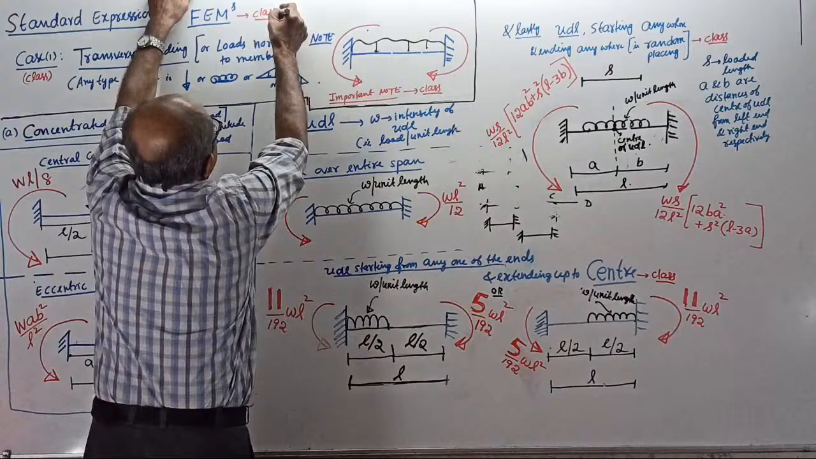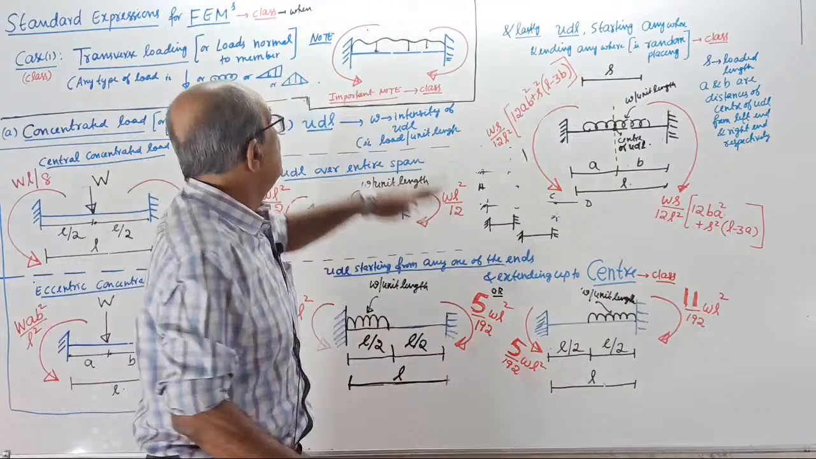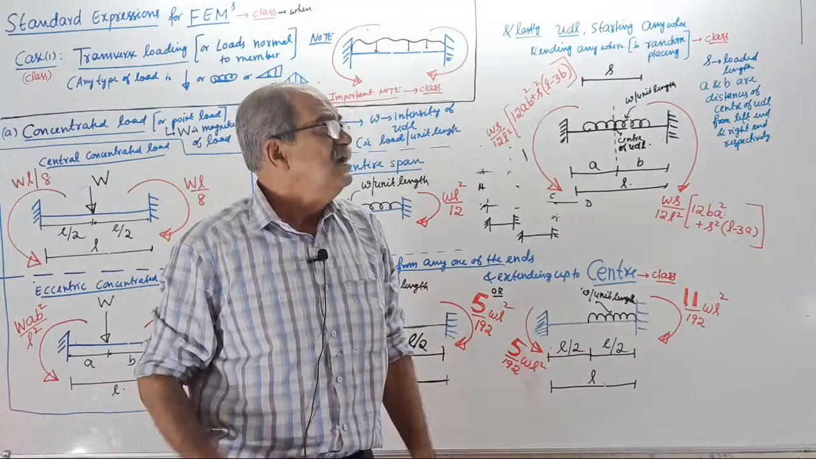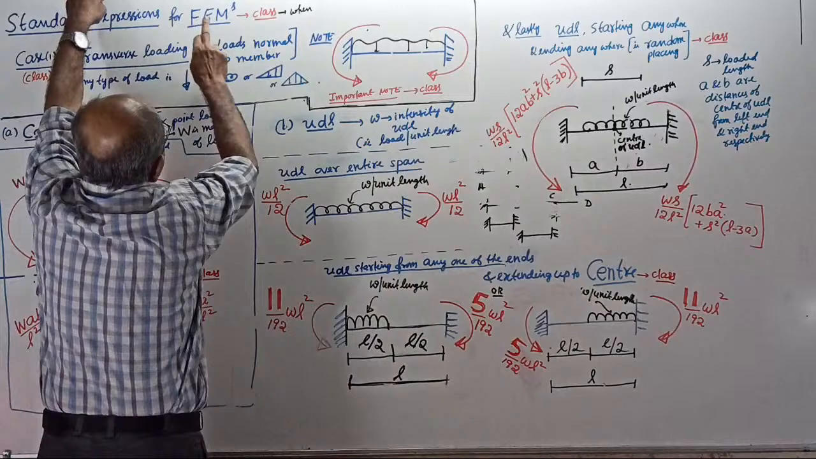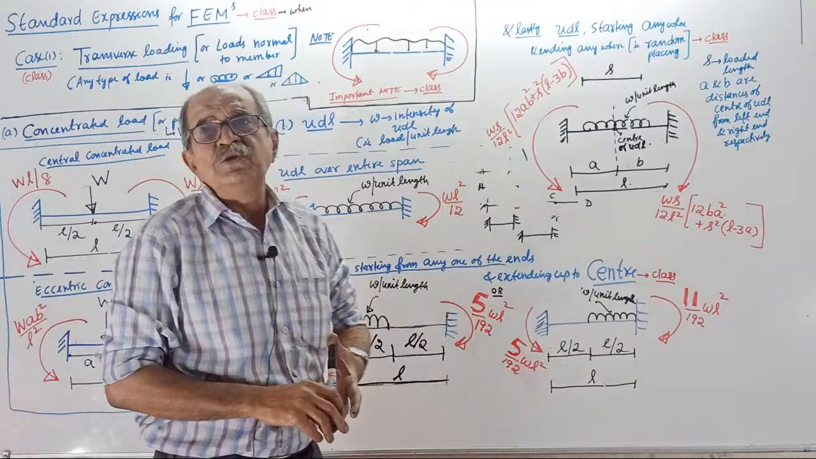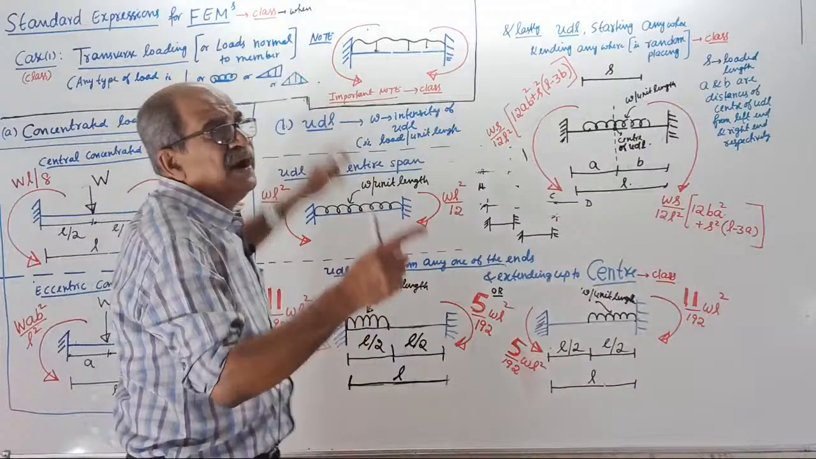See, class, when you write now, when both ends are fixed, very, very important. These standard expressions are not applicable for cantilever. That is statically determinate. So that is later, second round. Cantilever case, second round. So standard expressions for fixed end moment, class: when both ends are fixed, or when you solve a beam or frame, when both are supported, it will become fixed beam. Then how to find fixed end moments, that is reacting moments at the ends.